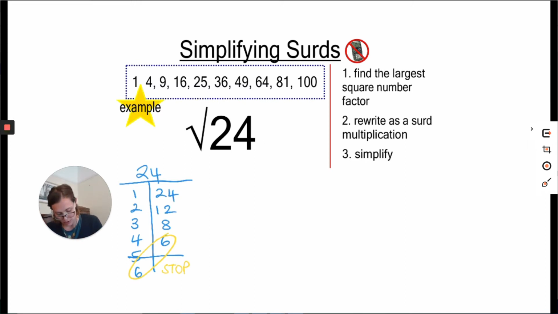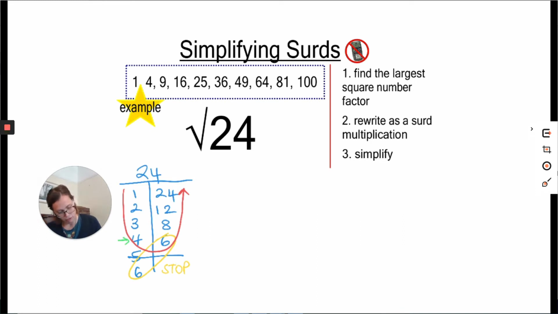Right, now my job is to go down this list. So I'm looking at all these numbers here, and I'm looking for the largest square number. So I'm looking for the biggest square number, and I'm going to use this list up here to help me. So hopefully in this case you can see that there's only one square number in this list, and that is the number 4. So the pair that I'm picking is 4 and 6.